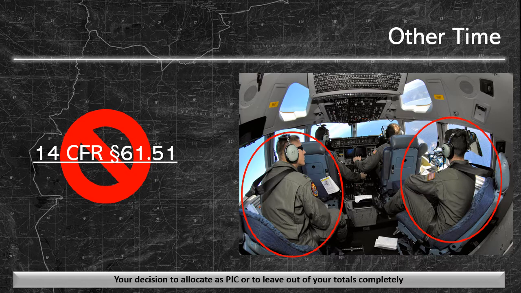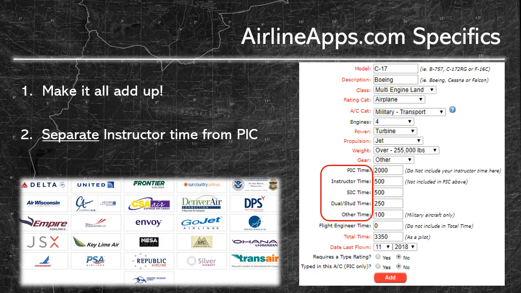Next, we're going to talk about the two most widely used airline application sites and how they want you to allocate those 5 civilian component times we just discussed. The first of the two major application sites is AirlineApps.com. They host application services for more than 25 companies and organizations, most notably Delta and United. As you're entering your flight times into AirlineApps.com, there are two major things you need to keep in mind. One, the most important phrase to remember is make it all add up. That means that all of the 5 civilian component times that we just discussed should add up to your total time.